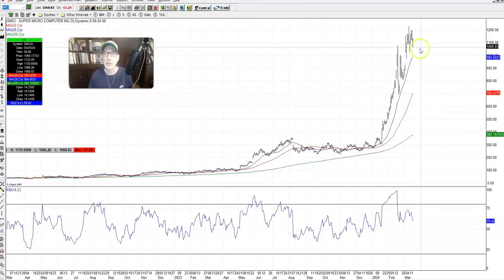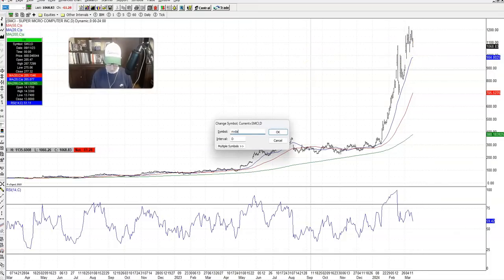So let's go back to the charts here. SMCI is in a huge uptrend. Will it pull back to the 20-day moving average? We don't know yet. But if it does, that could be the next potential blast off point for the next leg higher. So keep an eye on SMCI.